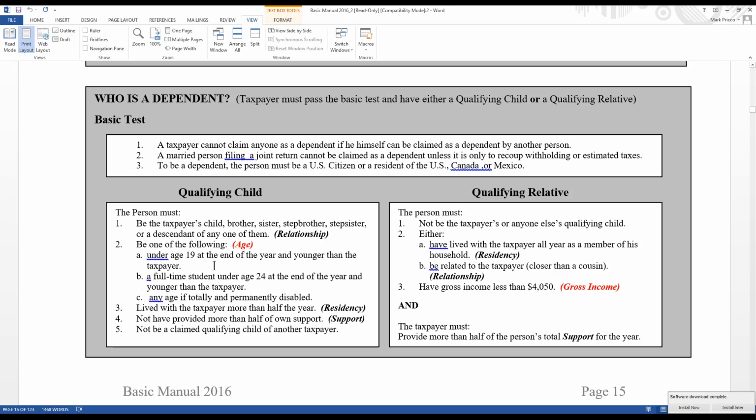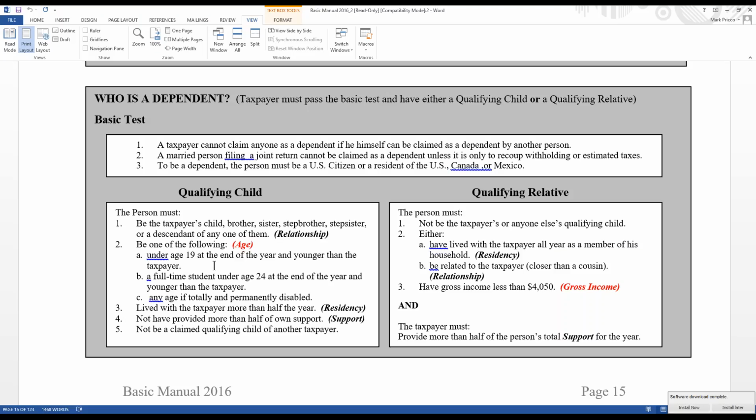Age-wise, usually you're going to be doing tax returns for a child. It's going to be their child normally, and they're probably going to be under 10 or say 14, and there's no questions asked. It's when they get older that you have to think, are these people actually paying for their own support? Do they have a job? Are they working? Or are the parents still supporting them?